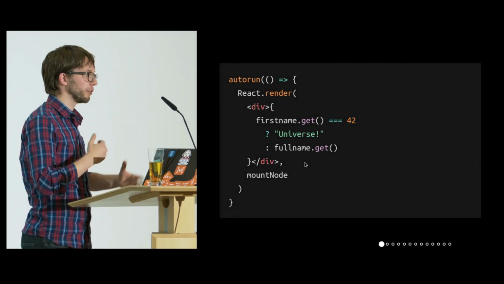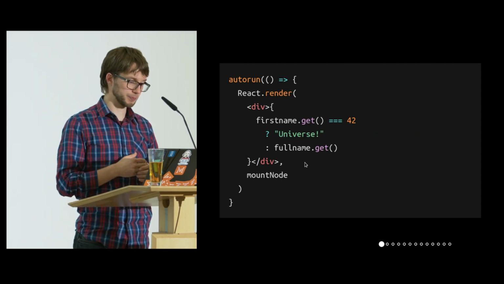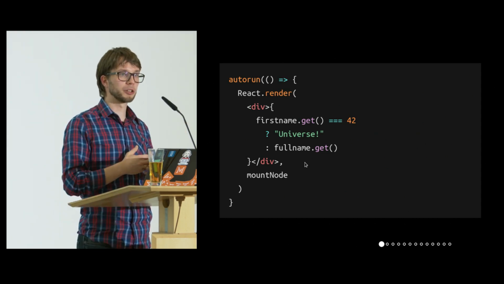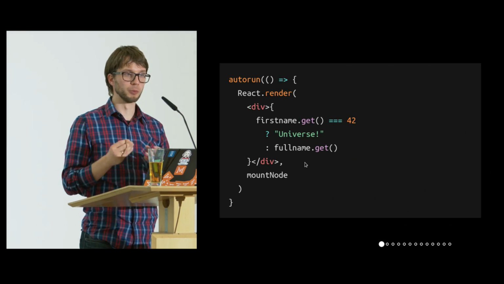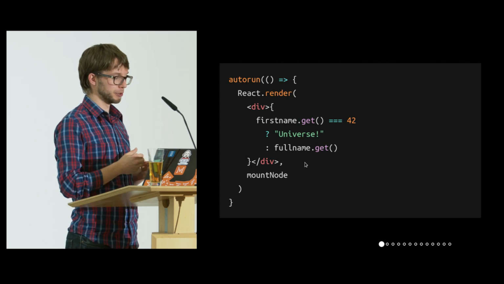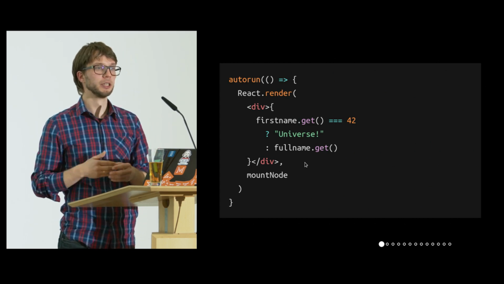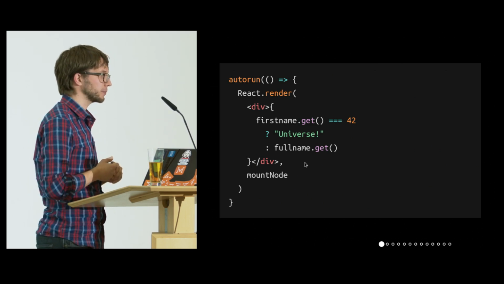So here's an example of how we could easily introduce a glitch. Here's the same autorun, but a little more complicated. If the first name equals 42, then we only print universe, but if it has any other value, then we print the full name.